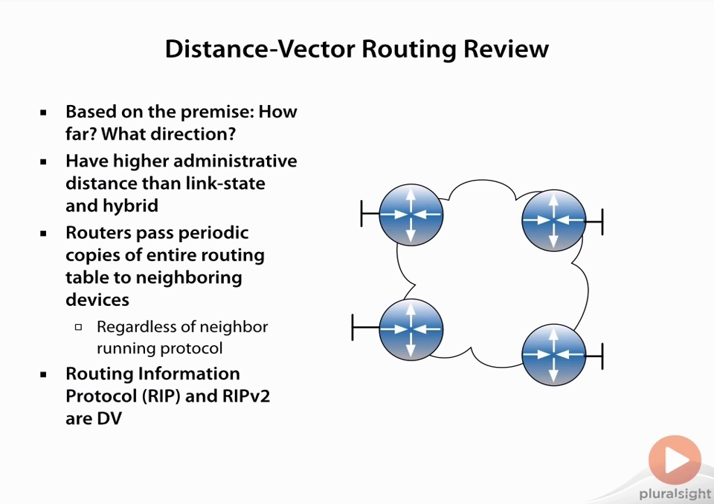The Routing Information Protocol is what we call RIP, but more typically today we deal with RIP version 2, which has some modifications made to it that make it a little bit more friendly in today's networks. But both of these protocols, RIP and RIP version 2, are both distance vector routing protocols.